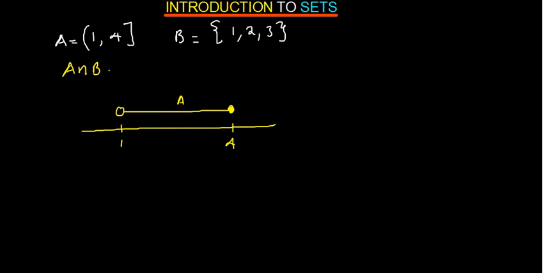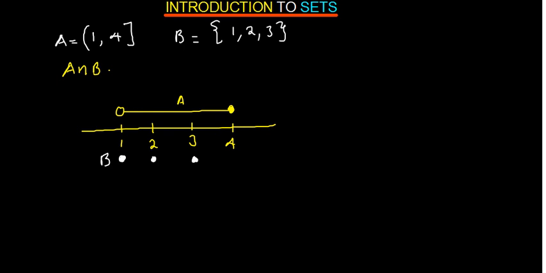Now the set B, you can see these are elements 1, 2, and 3. So for the set B, those are elements. They are not ranges of values. So for the set B, you are going to have 1 as a point, 2 as a point, 3 as a point. This is the set B. You don't connect them. Why? These are individual elements. They are not ranges of values.